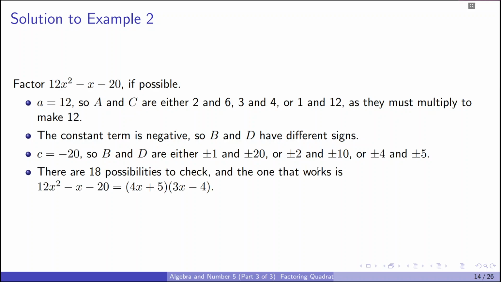There are 18 possibilities to check here. We have 3 different pairs for our quadratic term and 3 different pairs for our constant. So you'd think that would be just 3 times 3, the 9 possibilities, but we also have to decide which is positive and which is negative. Each of them has 2 ways to arrange the sign. So systematically running through the 18 possibilities until we find one that works gives us 4x plus 5, 3x minus 4.